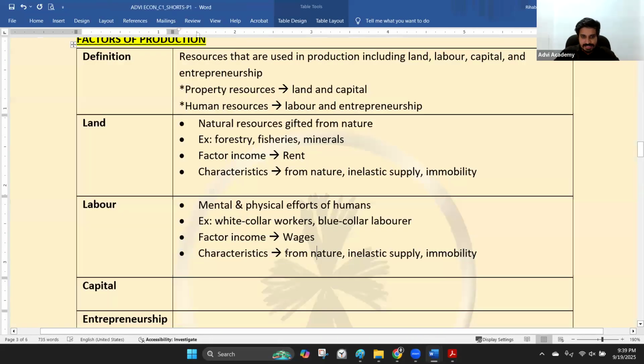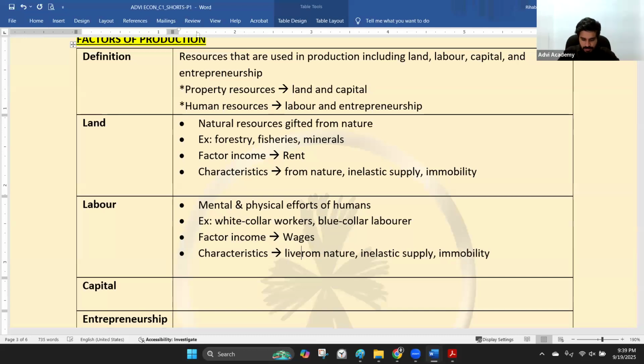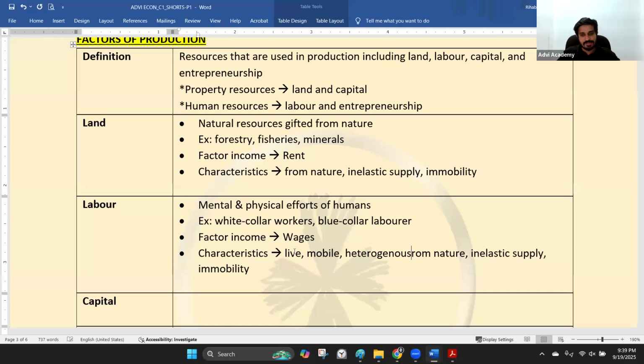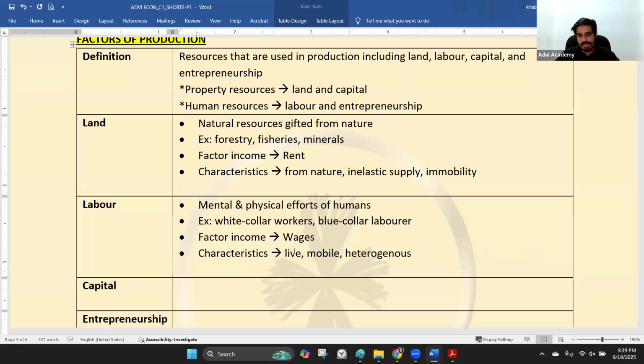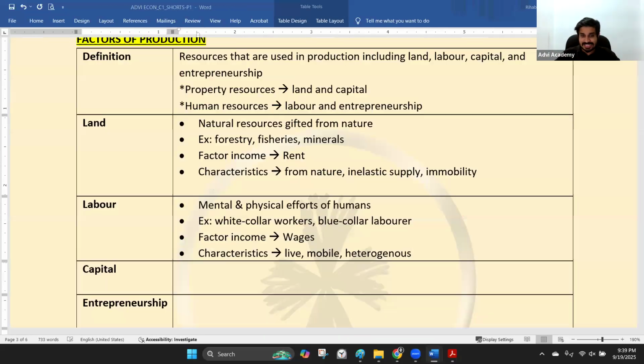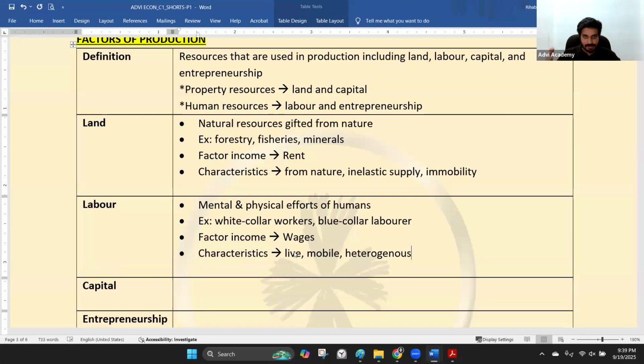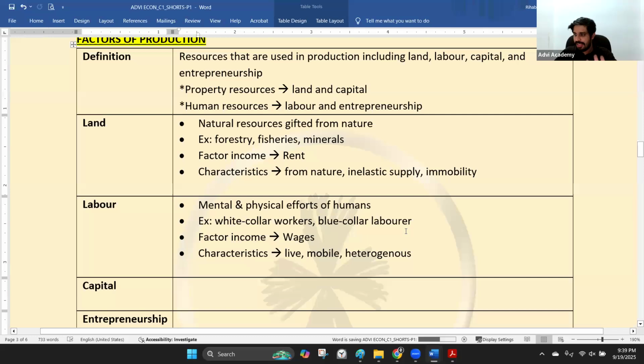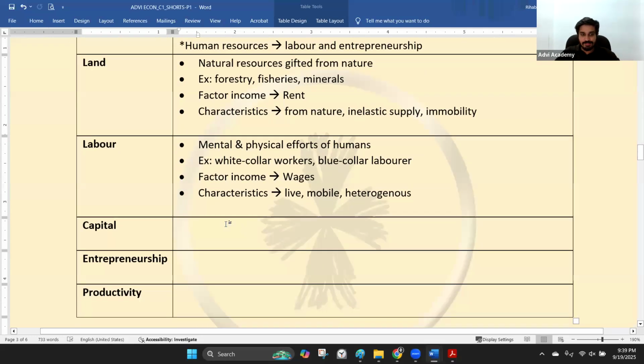Why live? Because this is humans they are talking about. So live, they are mobile also. They can move around unless their legs are broken or something. And heterogeneous. Heterogeneous means they're not the same. Person to person, we are all different. Like I look nice, you look ugly, like that. So we are all heterogeneous and our abilities are also very different. Okay. And we can also improve productivity. We can give them training, we can get them to make decisions and things like that. Those are some important factors. I will leave it at that.